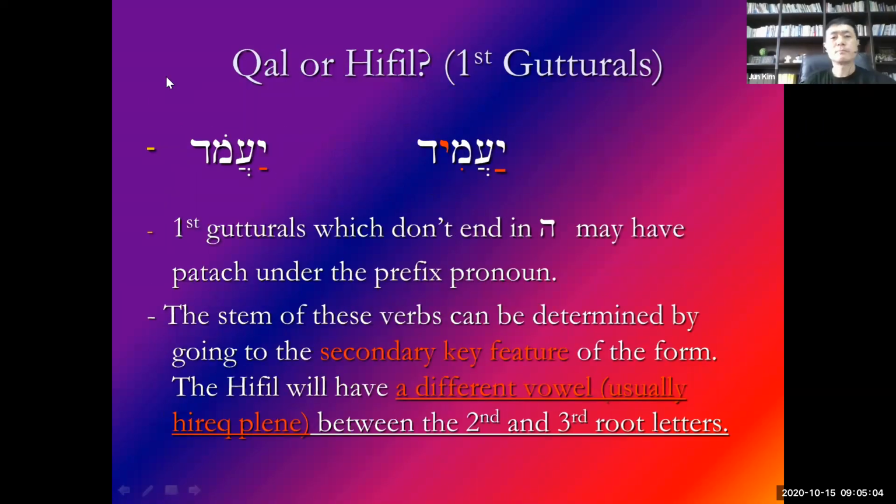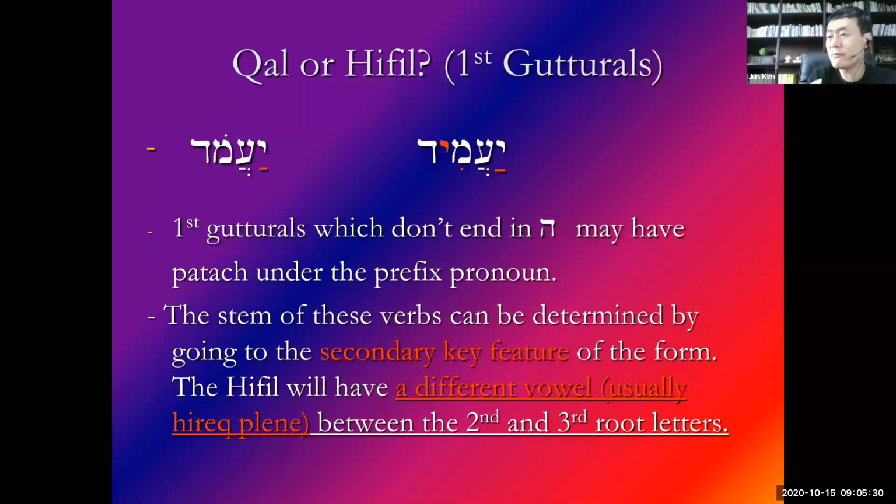Look at this. First guttural. Now, we talk about double weak verb, and we are talking about first guttural. It's not double weak. Why? Because the first guttural doesn't come with the third he. So then what do we expect? We do expect this. There is a difference between them. So the form must be different. This one and this one.